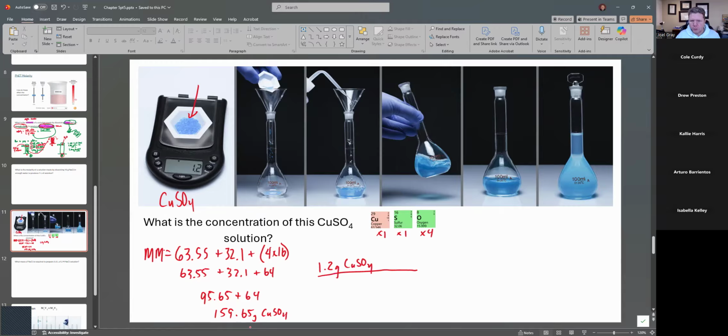We've got 1.2 grams of CuSO4, and 159.65 grams of CuSO4 is the mass of 1 mole. And on my numerator, 1 mole CuSO4. So I'll take 1.2 times 1, which is 1.2. Then I'm going to divide by everything in the denominator. So 1.2 divided by 159.65.